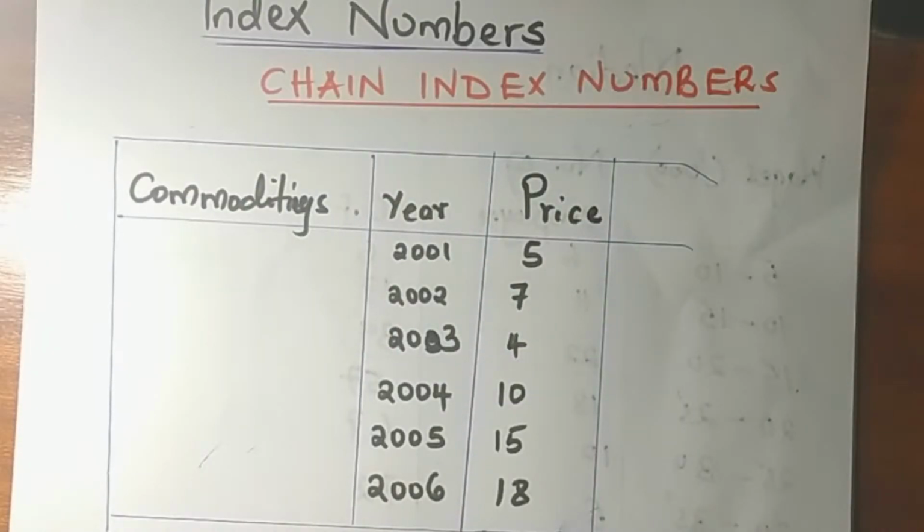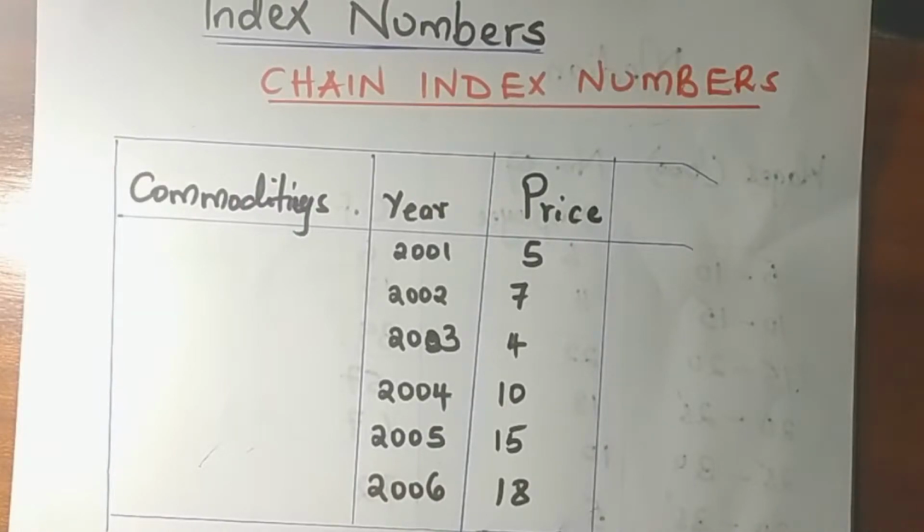The base of index numbers can be selected in two ways. The first one is the fixed index, and the other method is the chain-based method. In this lecture, we are going to discuss the chain index numbers. In chain index numbers, for every current year, the preceding year is taken as a base year.